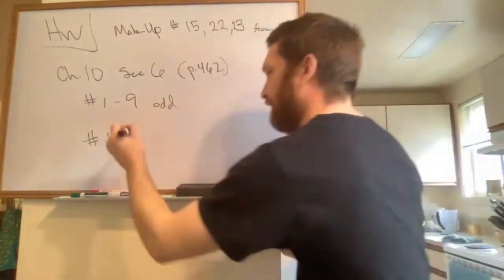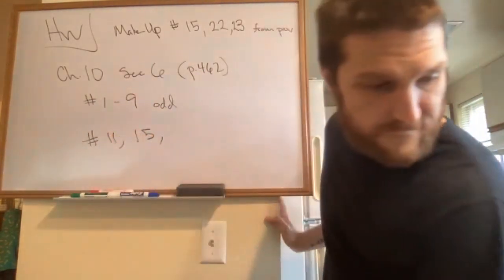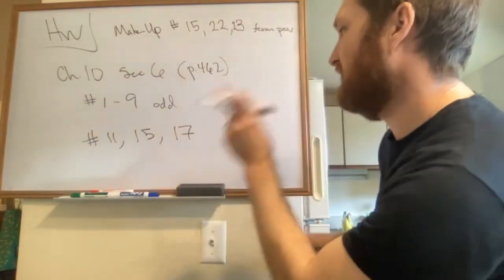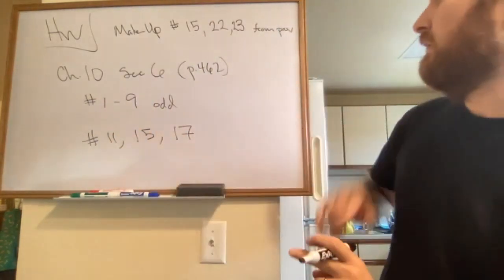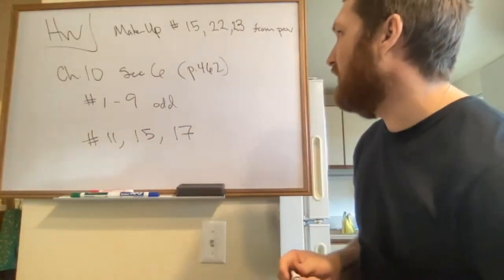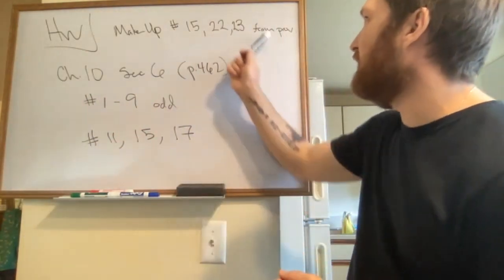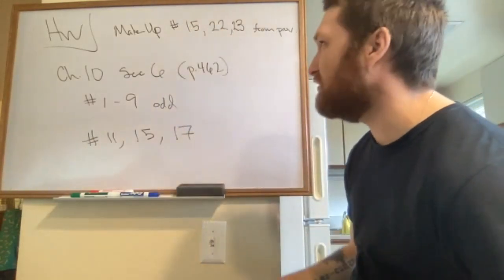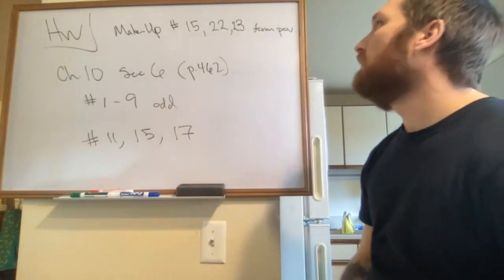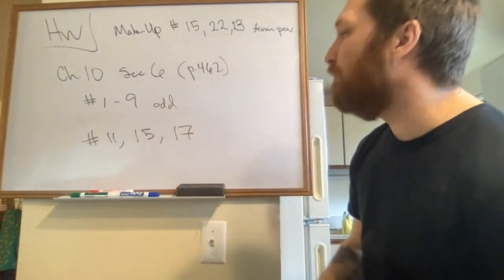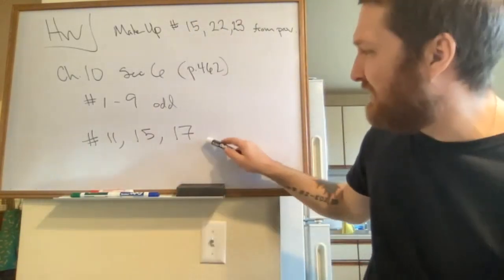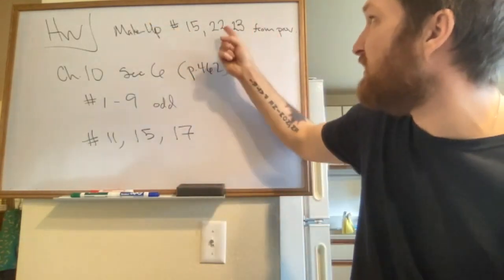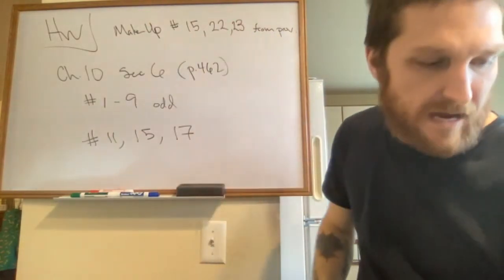11. 15. 17. So that's 5, 6, 7, 8 problems. And then 9, 10, 11. But you got 15, right? It's just a little bit extra stuff, like 22 is basically the same as number 17 from this homework. It's just they give it to you in words here. Here they give it to you as a graph.